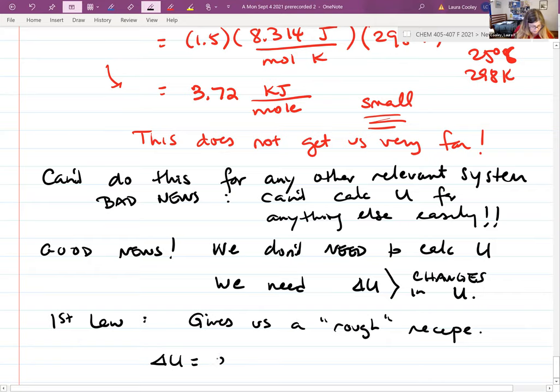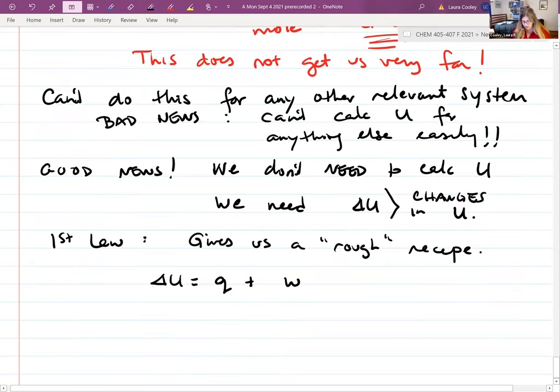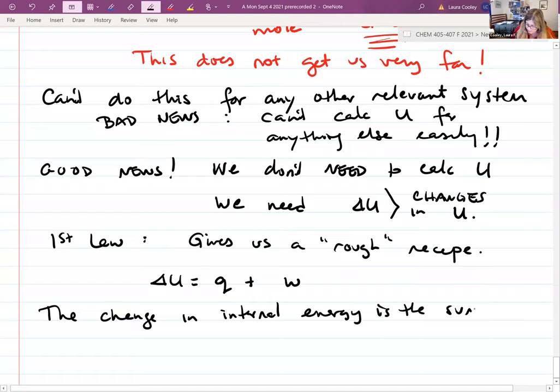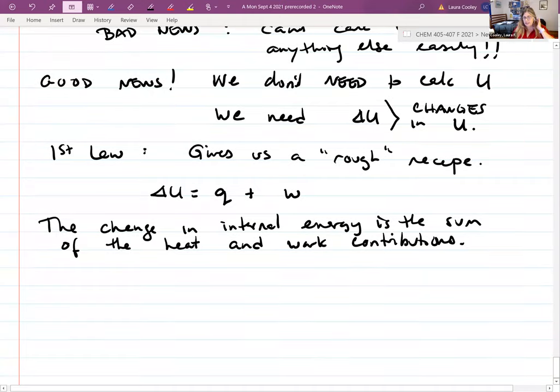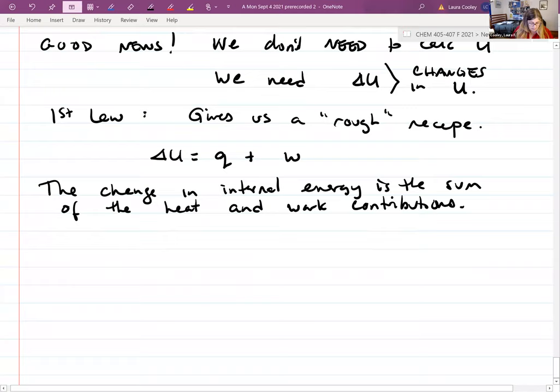Delta U is Q plus W, which if you put this in words, the way this is often stated is that the change in internal energy is the sum of the heat and work contributions, which does sound a little vague. And so I'll be spending a lot of time telling you how to calculate these different things.